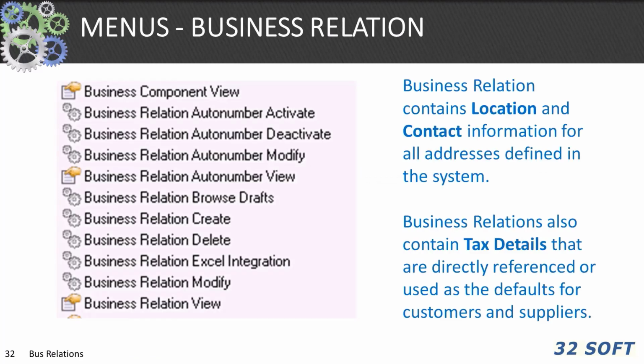Business relations contain location and contact information for all addresses defined in the system. Business relationships also contain tax details that are directly referenced or used as default for customers and suppliers. Business relations were introduced to MFG Pro in the transition from SE Standard Edition to EE Enterprise Edition when Pam and Carl purchased the Belgian finance application SoftCell in 2015.